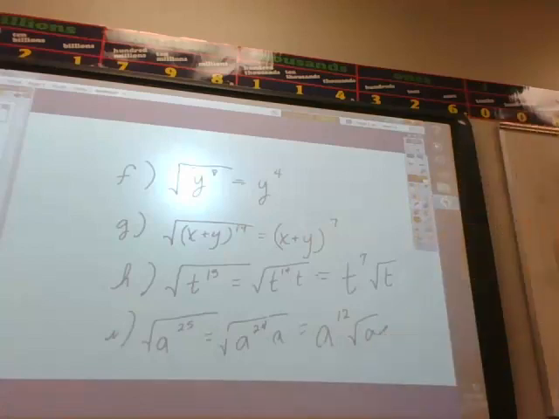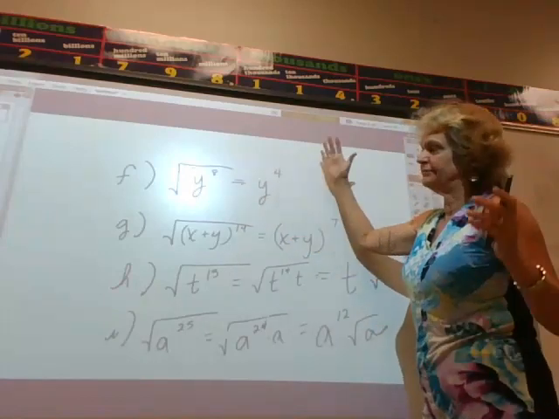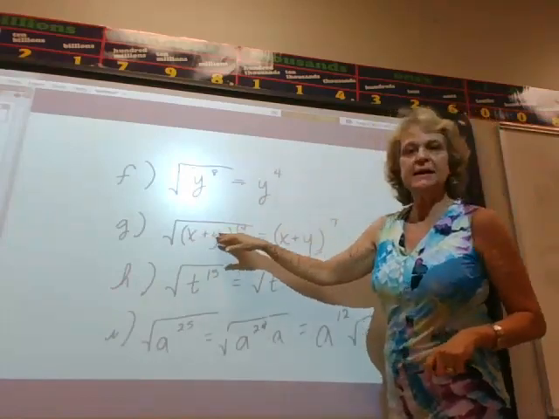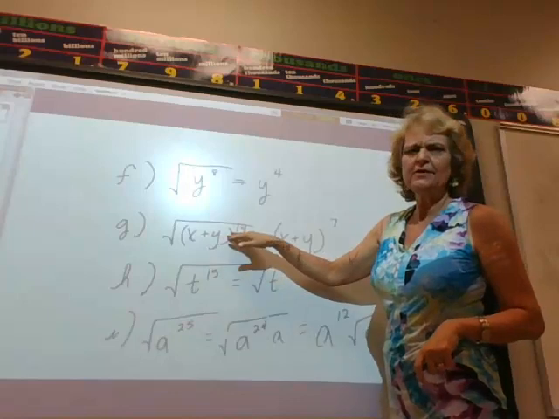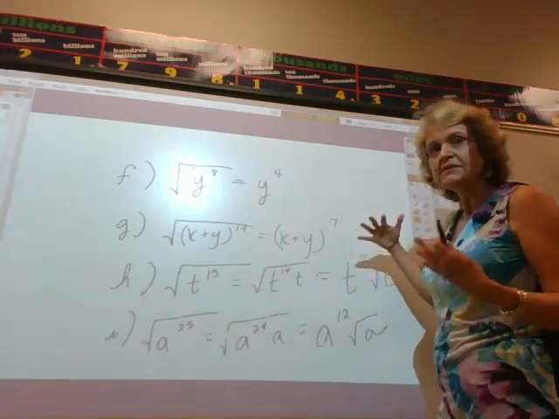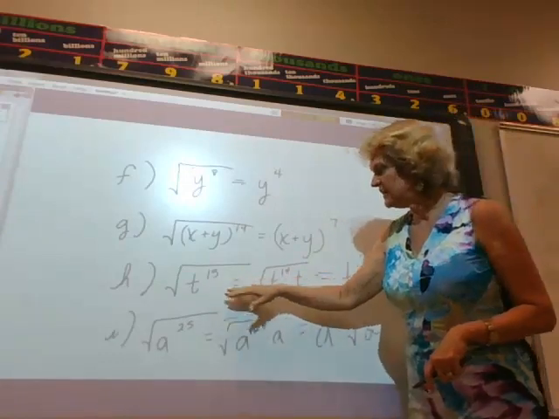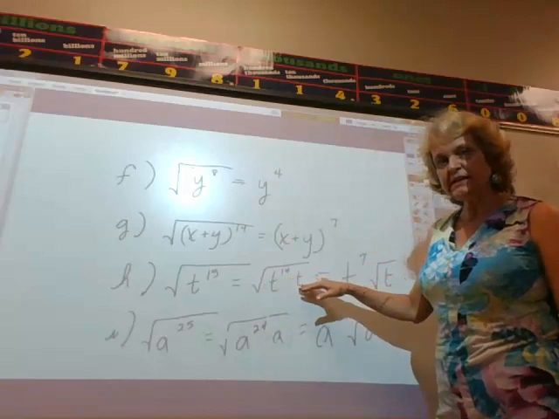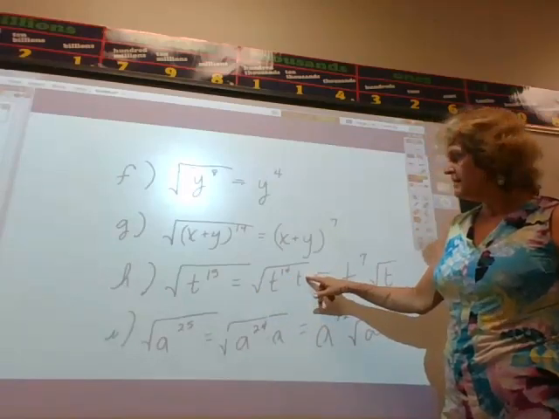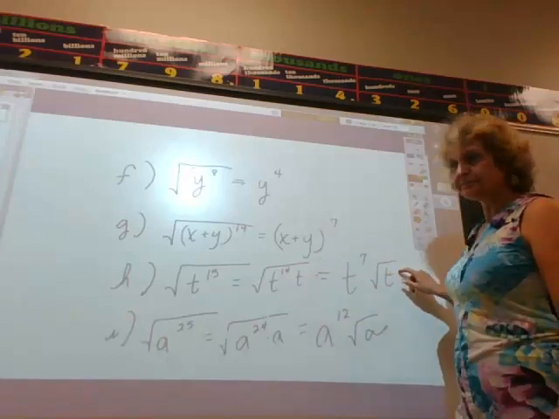Okay, so for F, just take half of 8, 4, easy. Now just because this is a binomial, it's okay. I'm not gonna write it 14 times, I'm just gonna take half of them out. Square root of something to the 14th would be that something to the 7th. Okay, t to the 15th is like saying t to the 14 plus 1 more. So 7 come out, but 1's left under.